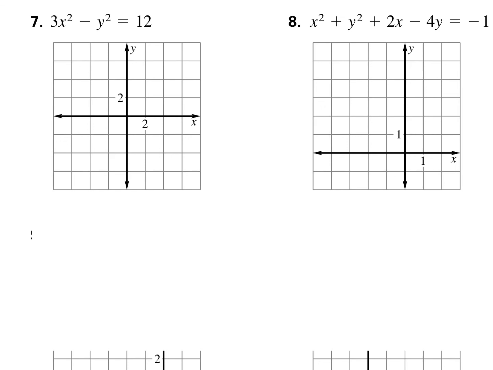Okay, Unit 10 review, Part 3. So now number 7 and 8 graphing. We first need to identify what kind of graphs they're going to be. So number 7, taking a look at what we've got here, that minus sign there pretty much indicates right away that it's going to be a hyperbola.